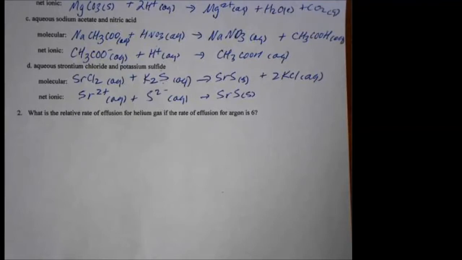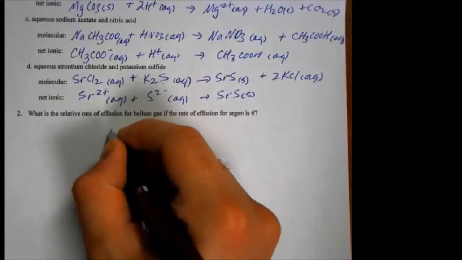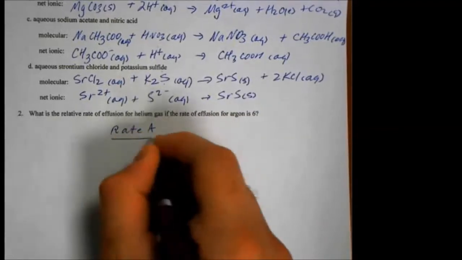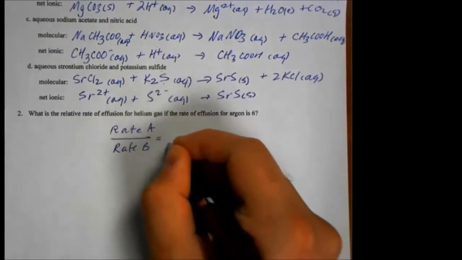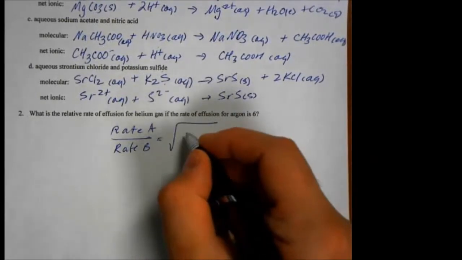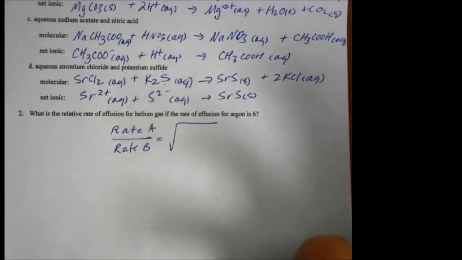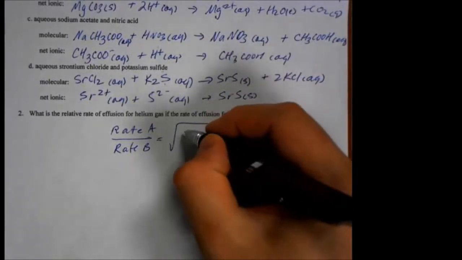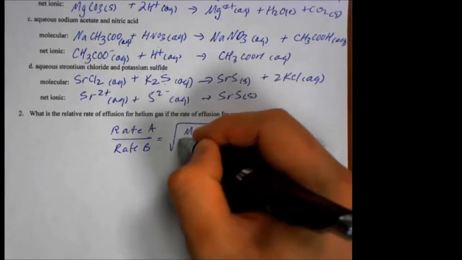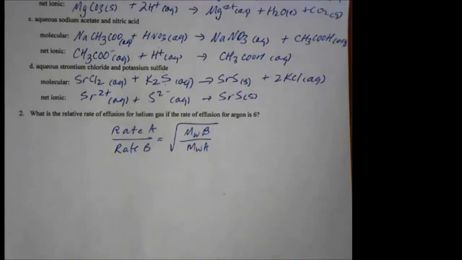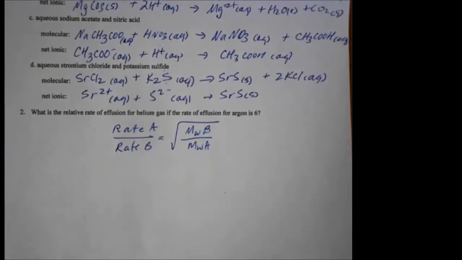All you have to do is know the rate of effusion equation, which is the rate of effusion for some gas, let's say A, divided by the rate of effusion for some gas B, is going to equal the square root. And as we discussed in class, this is inversely proportional. If you think about it, the heavier the gas gets, the harder it's going to be for it to effuse. The bigger it is, the slower it's going to effuse. So we get an inverse proportionality where it's going to be the molecular weight of B over the molecular weight of A.